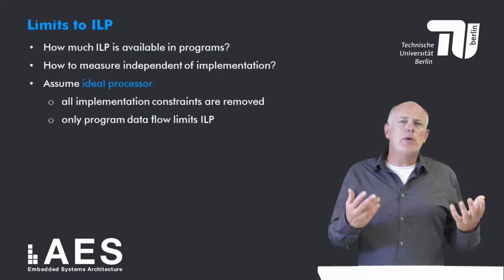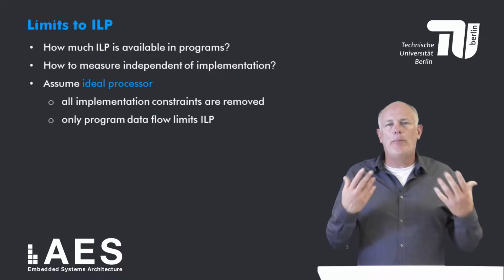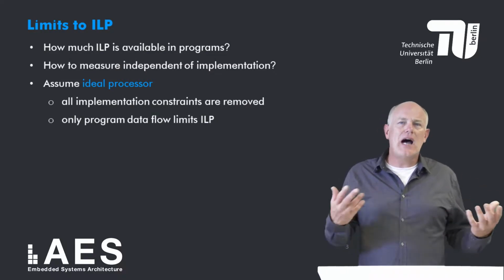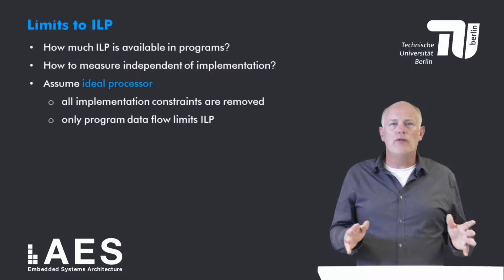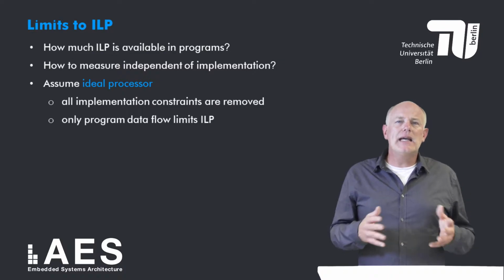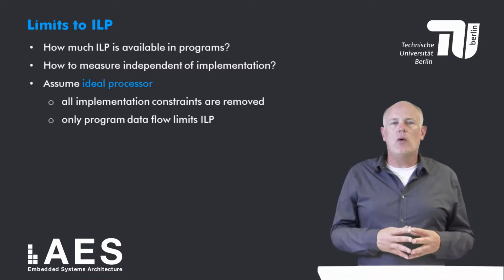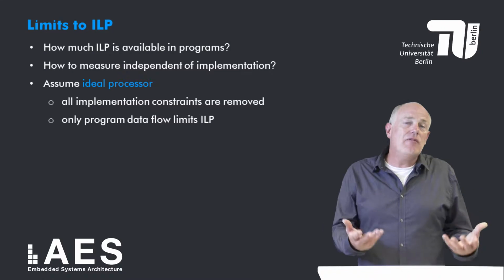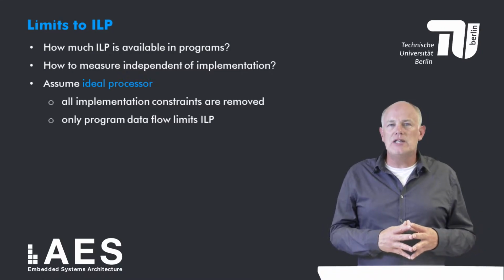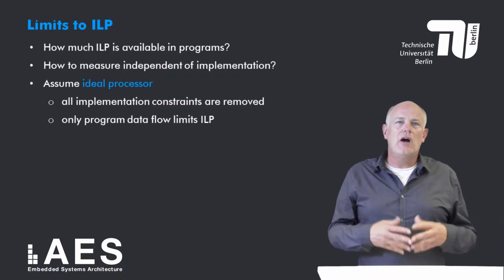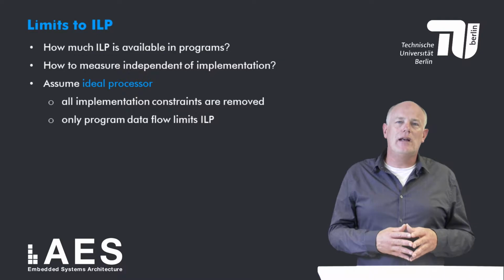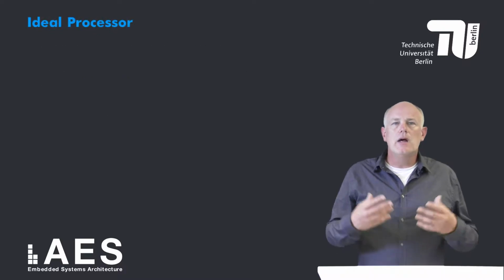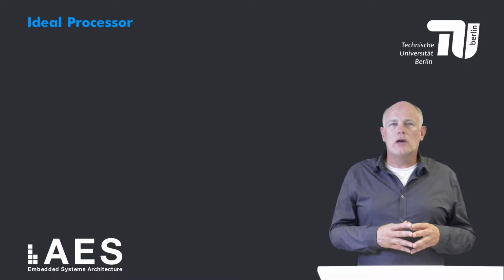We can solve this problem by assuming an ideal or perfect processor. In such a hypothetical processor, all implementation constraints are removed. Instead, ILP is limited only by the data flow of the program. That means that if an instruction is data dependent on a previous instruction, then these instructions need to be executed sequentially. Otherwise, they can be executed in parallel in this ideal processor. So what does this ideal processor look like?